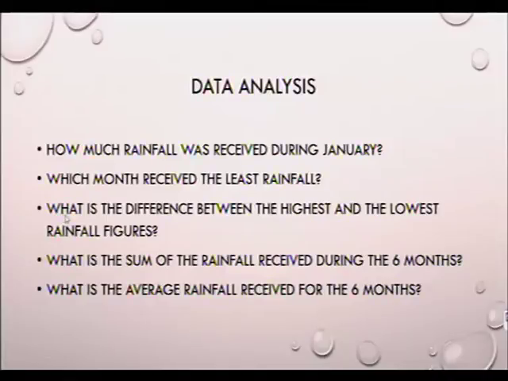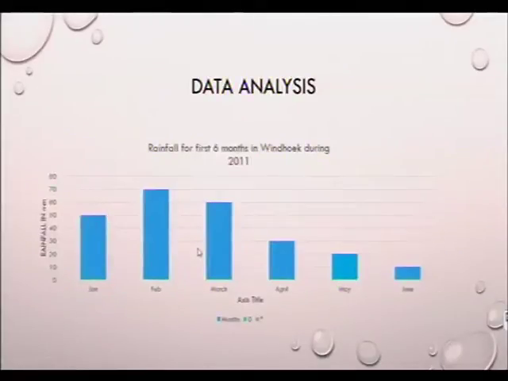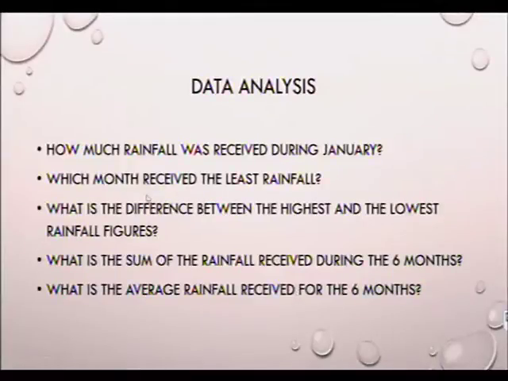The third question. What is the difference between the highest and the lowest rainfall figures? When it comes to difference, I find the highest, which is 70 millimeters. I find the lowest, which is 10 millimeters. And now I subtract, 70 minus 10, and the difference will now be 60 millimeters. When I have to find the difference, I subtract the lowest from the highest.